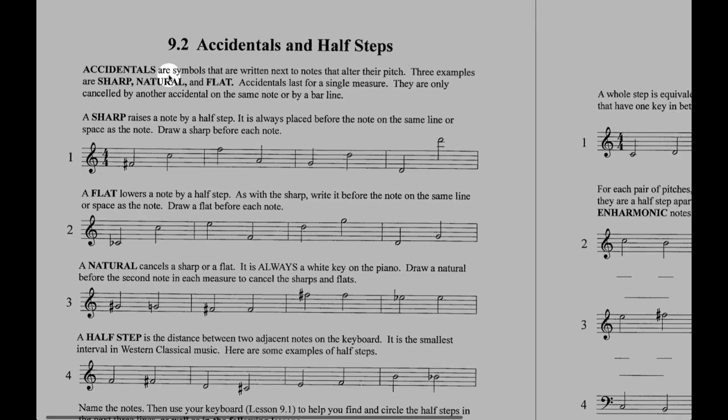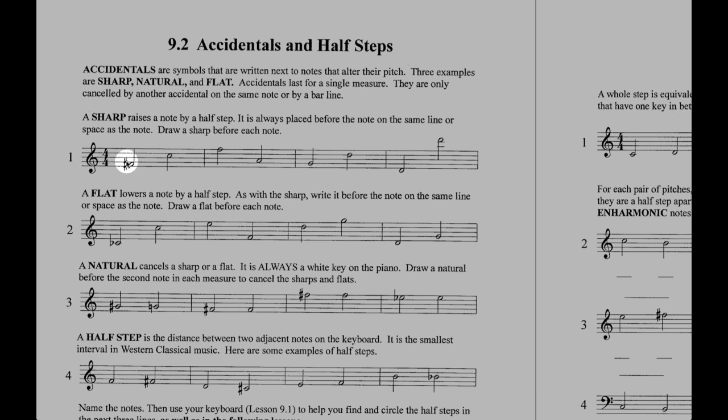Accidentals and half steps. Accidentals are symbols that are written next to notes that alter their pitch. 3 examples are sharps, naturals, and flats. Accidentals last for a single measure. Once there is a bar line, then the accidental disappears. They're only canceled by another accidental on the same note or a bar line.